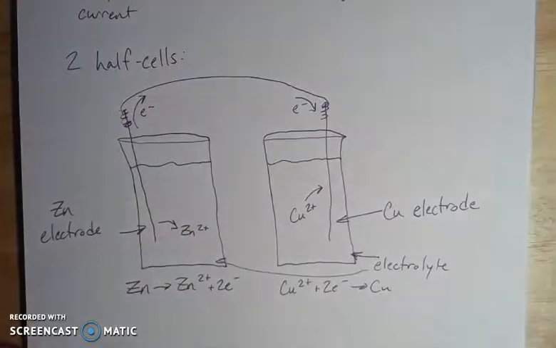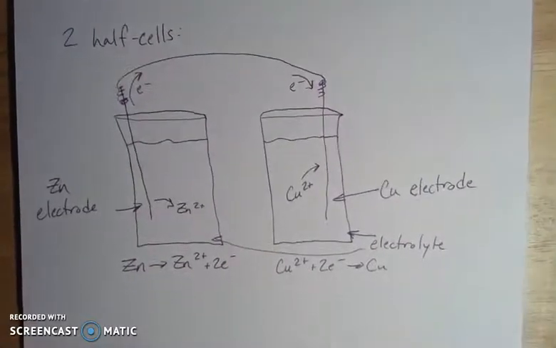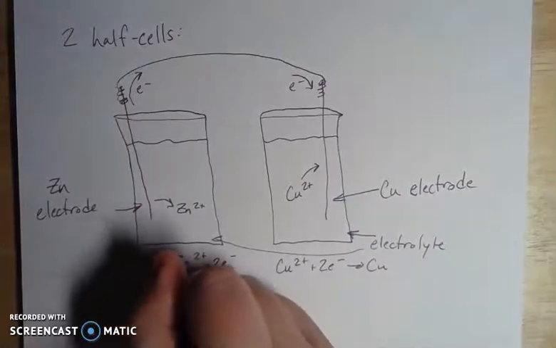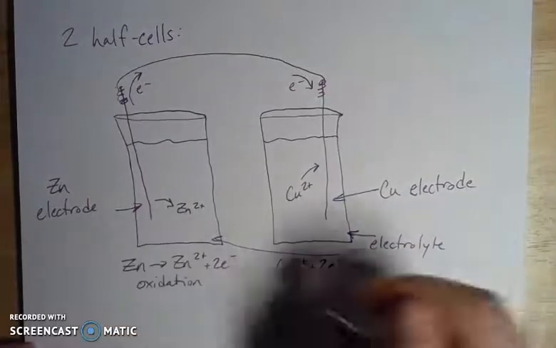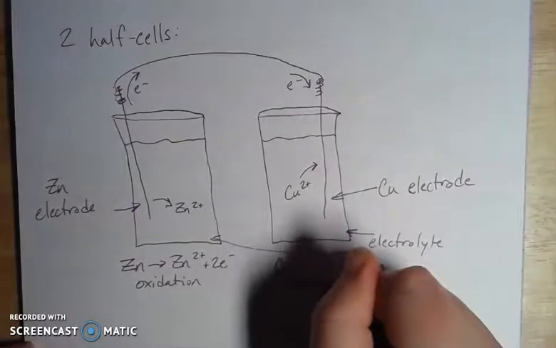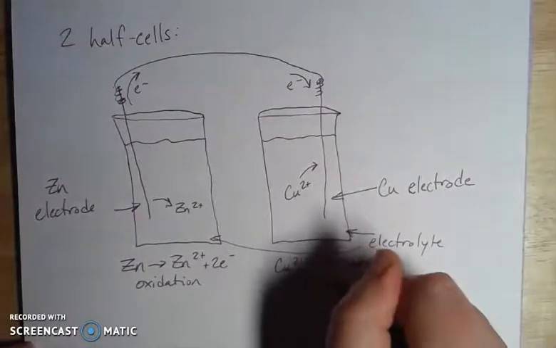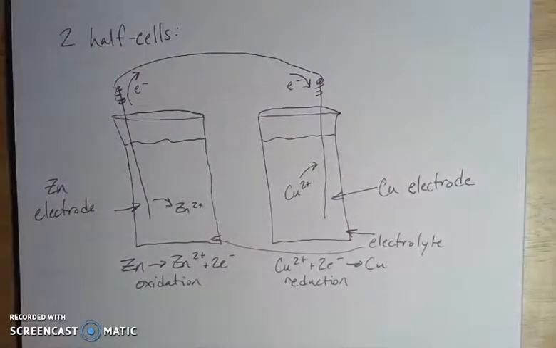So one side of my cell is undergoing oxidation. Oxidation is loss of electrons. The other one is undergoing reduction. Reduction is gain. Okay, so these two half cells are working together to cause this flow of electrons.